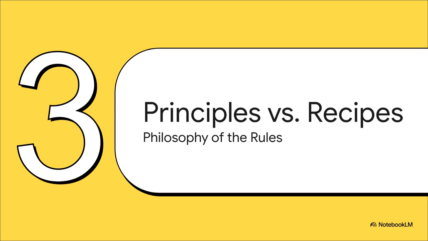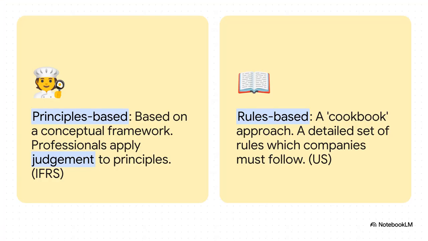Now, this split between the what and the why leads to this really interesting debate in the accounting world. What's the best way to actually write the rules? Should they be a set of broad principles, or more like a super detailed recipe? And I absolutely love this analogy. On one hand, you have the global standard, IFRS, which takes a principles-based approach. It's like giving a master chef high-level instructions. Create a delicious dish using these quality ingredients.